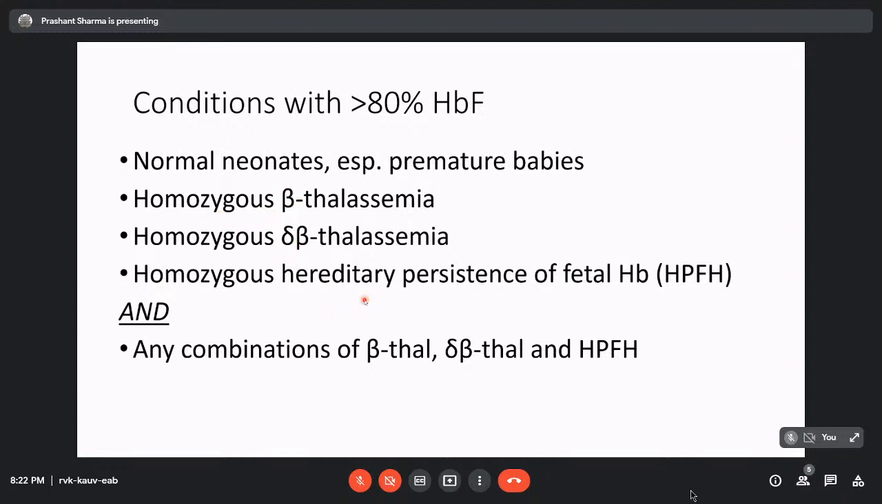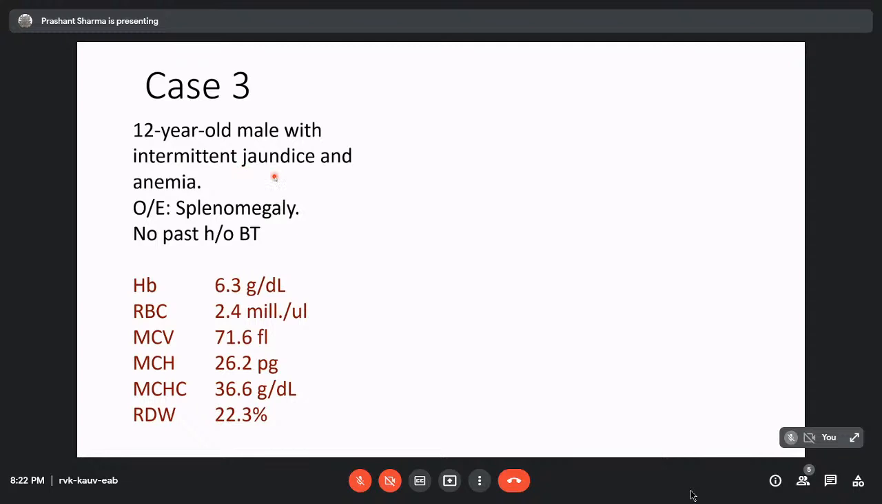Quickly moving on to case 3, this was a 12-year-old boy with intermittent jaundice and anemia. So he's been unwell for a while, he gets jaundice on and off, and when they examined him, they found splenomegaly. But he's never received a transfusion, so he's made it till 12 years. Right now his hemoglobin is low, 6.3, but he appears to not be in CHF. People with chronic anemia tend to adjust their physical activity and compensate. And there is microcytosis and hypochromia, and the RDW is elevated.